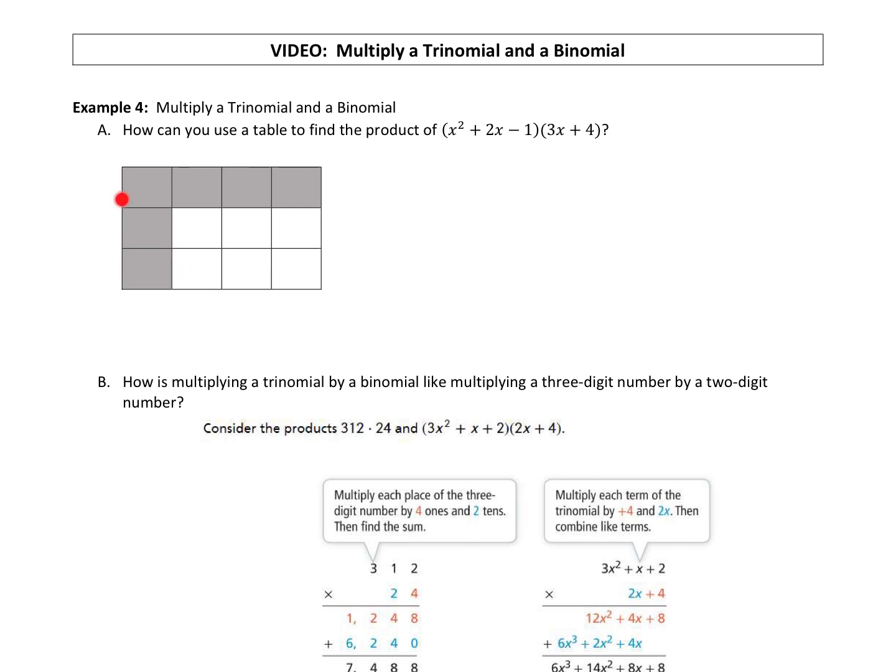If you notice, this table has different dimensions than the tables we had in our previous example. That's because if you're multiplying a trinomial that has 1, 2, 3 terms, I'm going to need 1, 2, 3 boxes to represent each term. Our binomial has 2 terms, so here's my 1, 2 boxes to represent that. So we've done this before.